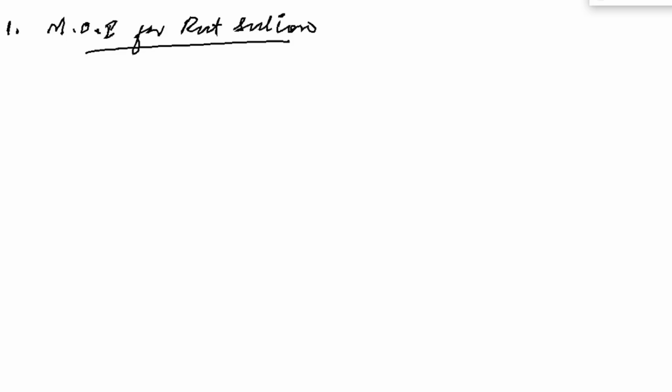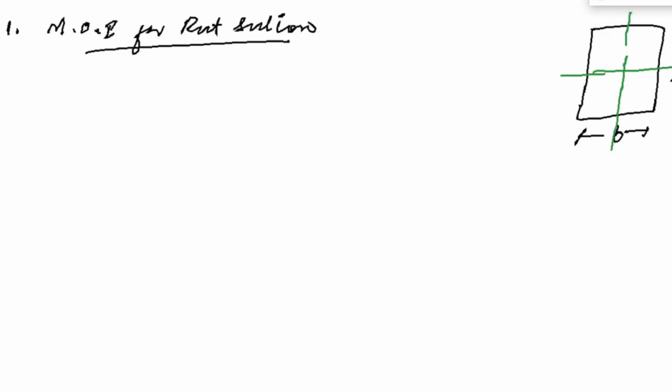Firstly, the moment of inertia for a rectangular section. Let's say we have this rectangular section. It has a width of B and depth of D, right? And these are basically its axes, and we name it as A, B, C, D.